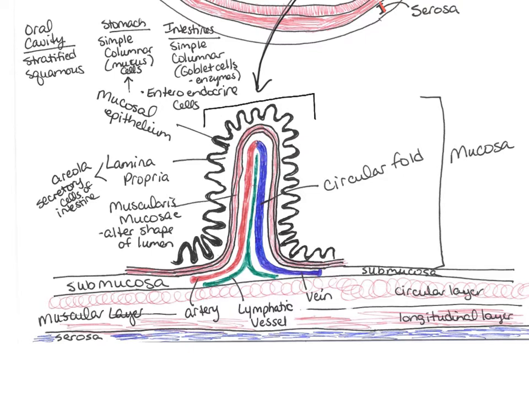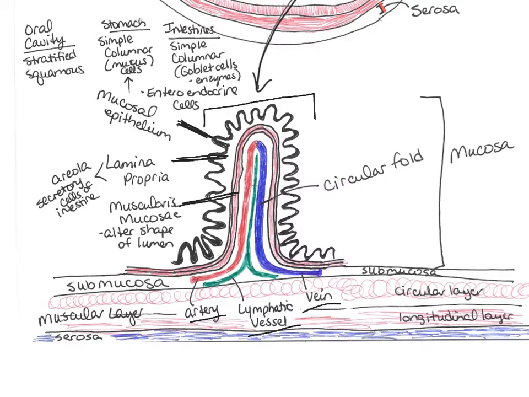In the mucosal layer, we have epithelium. That's one layer of the mucosal layer. We have the lamina propria, which is a little bit deeper. And then we have the muscularis mucosa, which is the deepest layer. On the inside of that circular fold, we have an artery, a vein, and a lymphatic vessel that can absorb whatever is inside the intestine that can get through those epithelial cells.